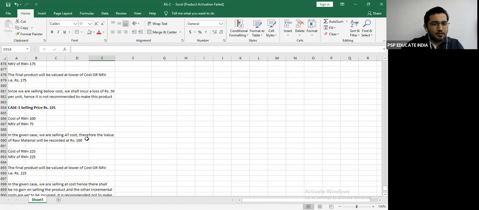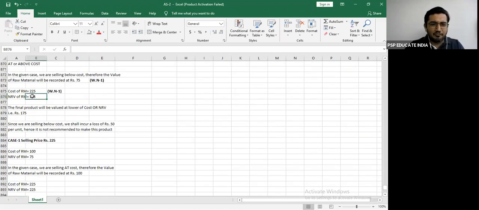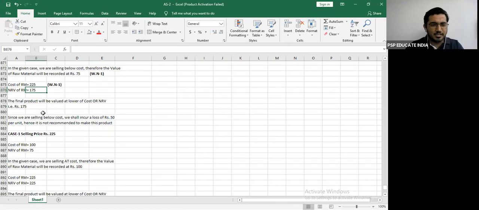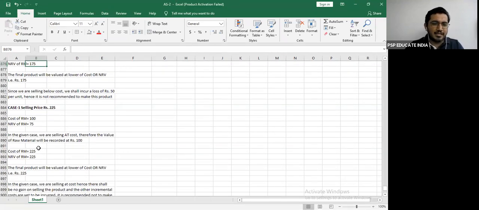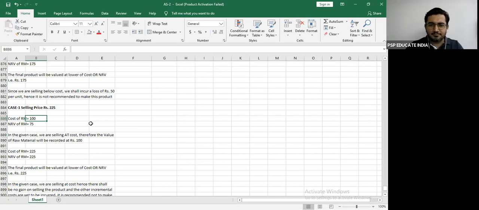Right, okay, so we are clear. In case number 1, we will not make the product, but however, we'll record the inventory raw material at what price? 175, because we are selling at cost. In case 2, we are selling at cost. So we will record the raw material price at rupees 100. Am I right? Yes. Okay. Thank you, Ishita.